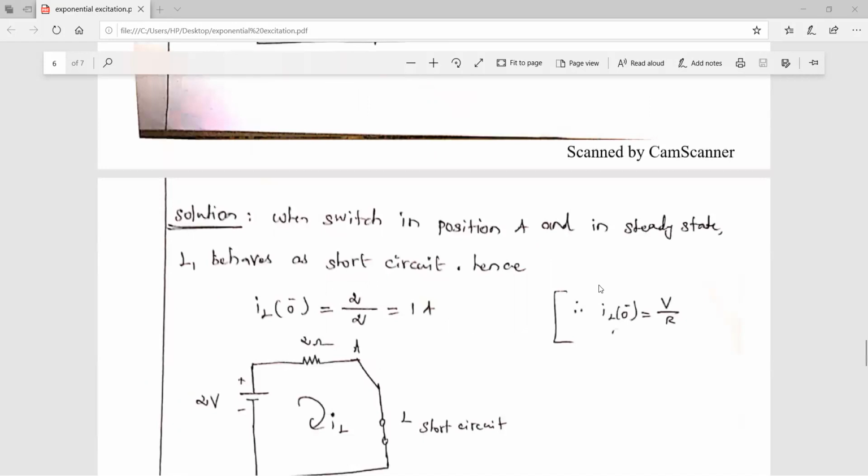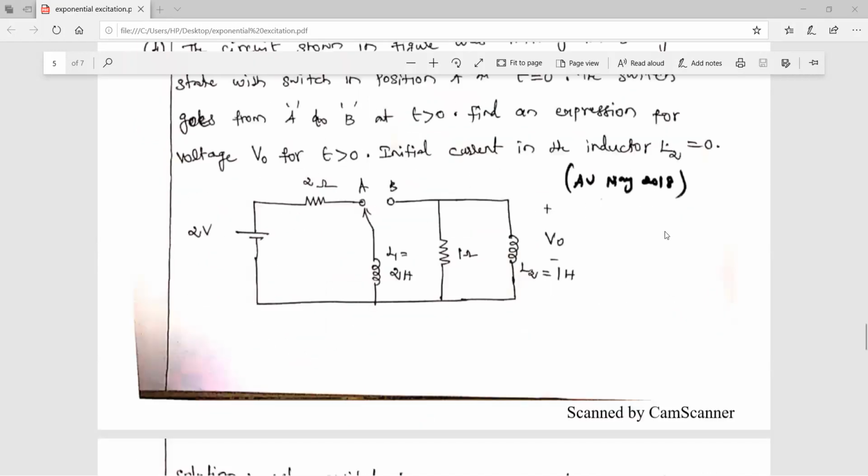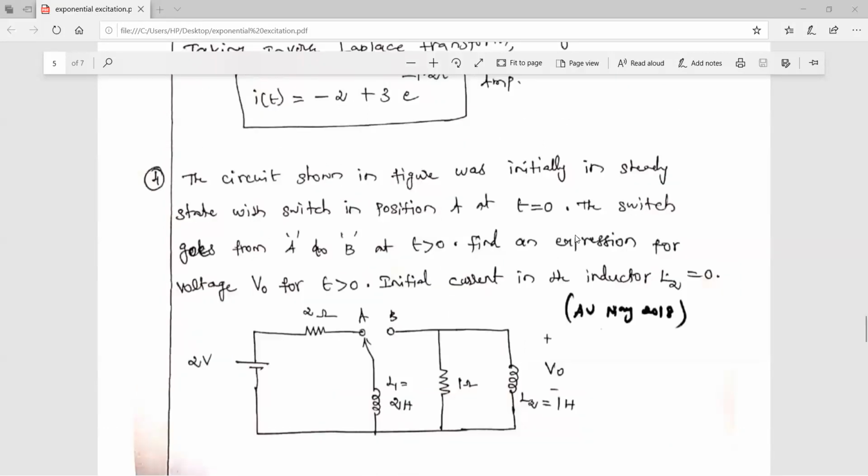Okay, this is one more April May 2018 question. This is also a 7 or 8 mark question. Okay, so understand. This is somewhat a different problem. Two switch positions. Initially the switch was in position A, and the switch is in position A for time t less than or equal to 0. So up to t equal to 0, the switch is connected to position A. Then after time t equal to 0, the switch is connected to position B.